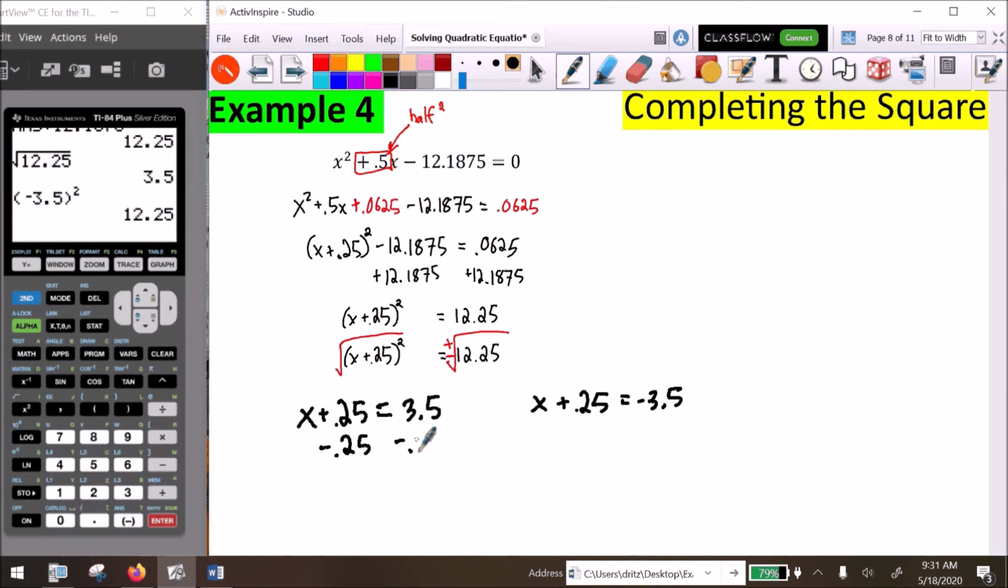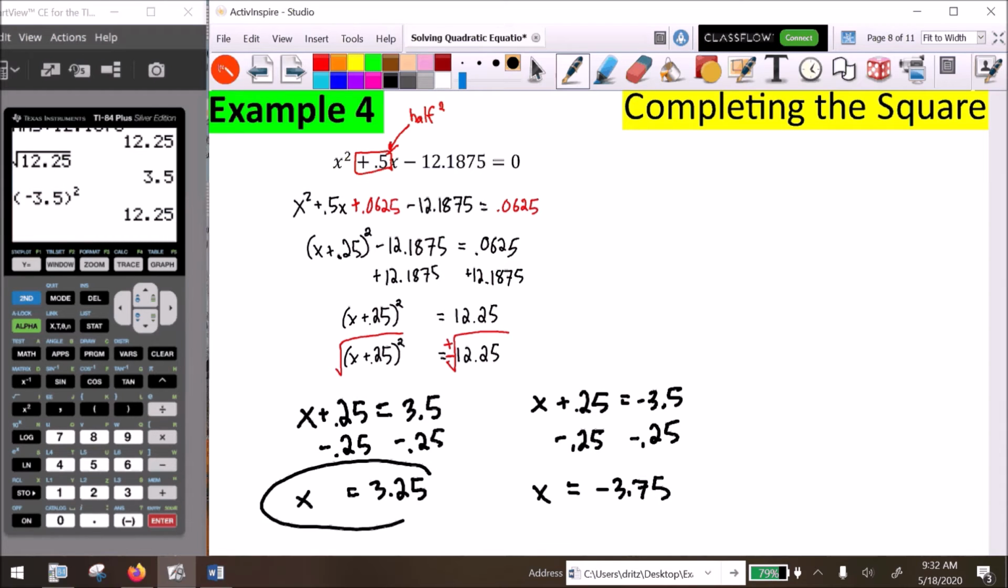3.5 take away 0.25. We get 3.25. And we have negative 3.5 take away 0.25. And that's negative 3.75. So this question had two answers like the other three that we did. And the answers are positive 3.25 and negative 3.75. And we solve them by using completing the square.